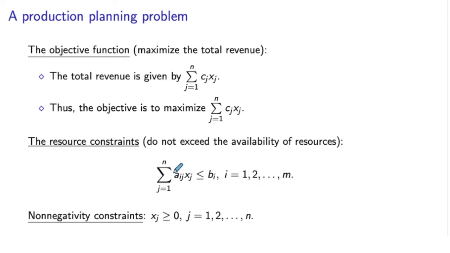And again, we need to sum this over all the products between 1 and n in order to get the total amount of the resource i used to produce all the n products. And this total cannot exceed the upper bound on the resource given by Bi. And all of this is done for every i between 1 and m. And finally, we have the non-negativity constraints expressing the fact that we cannot produce a negative quantity of a product.